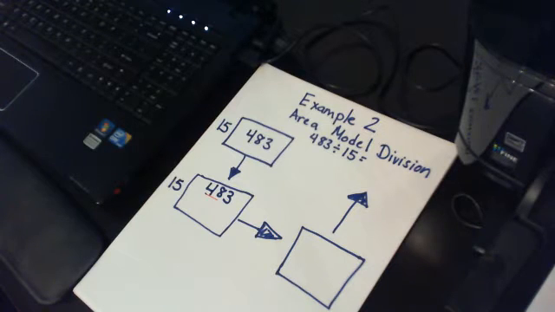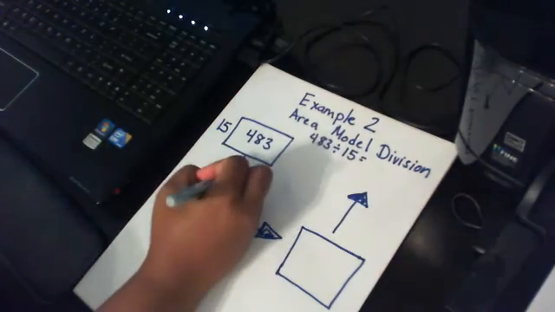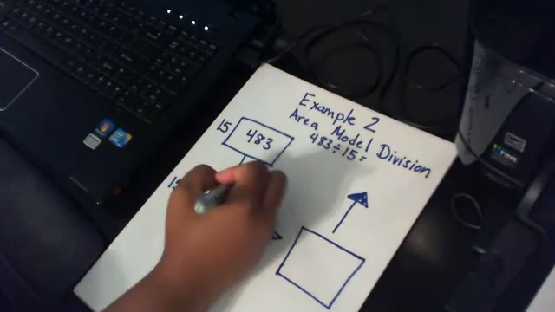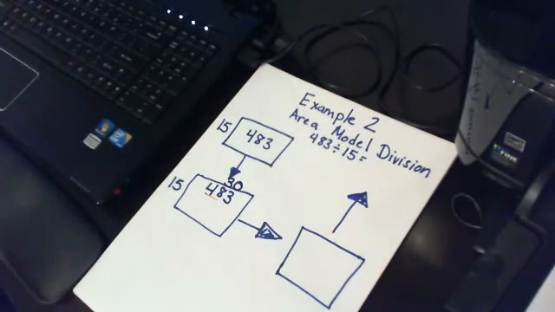15 times 2 is 30. 15 times 3 is 45. 45 is really close, but we just need to check. 15 times 4 is 60. So that's too big. So we know that 15 times 3 is our answer. So I'm going to put the 3 over the 8 and then use our magic placeholder 0.